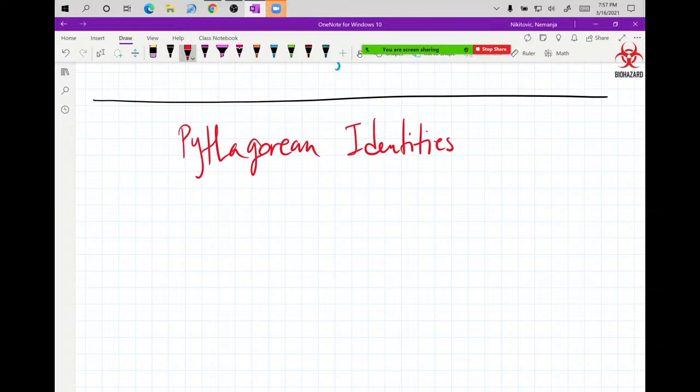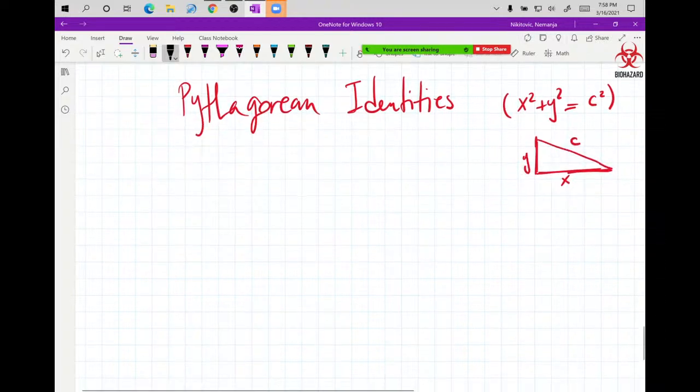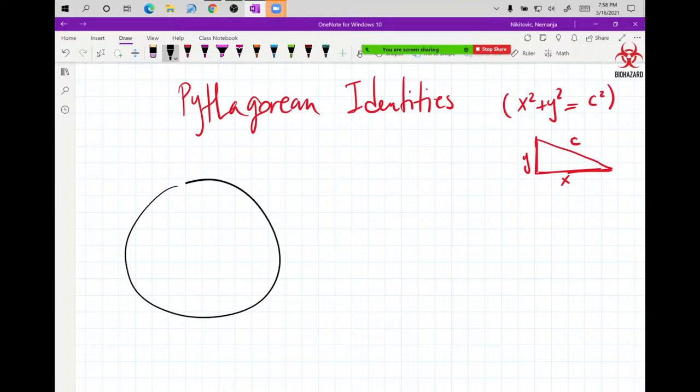Pythagorean identities. Now, when you say Pythagorean theorem for the triangle, you know x squared plus y squared equals c squared, whatever. Right? And you have that in your right triangle, where c is the longest side, and you have your x and your y, and everyone is happy, right? Well, hold on. Don't I have my unit circle?